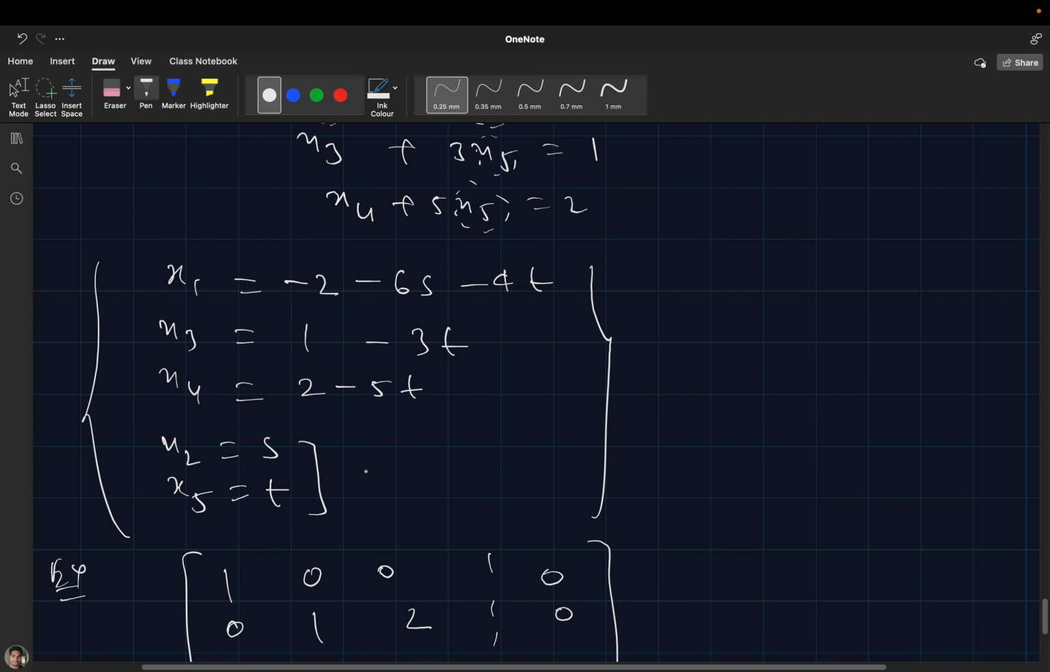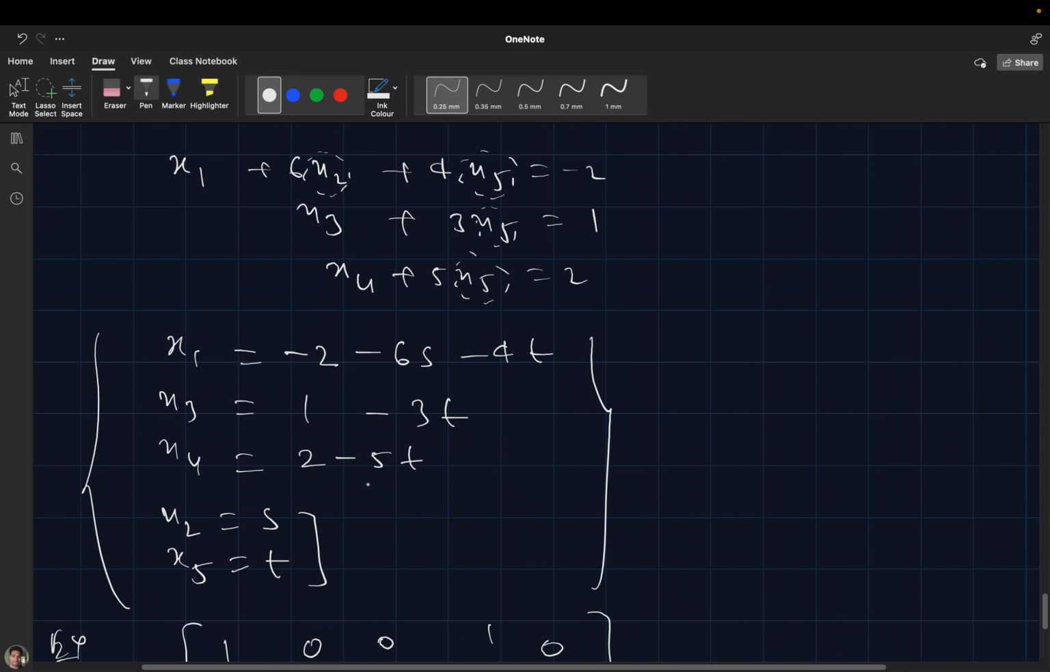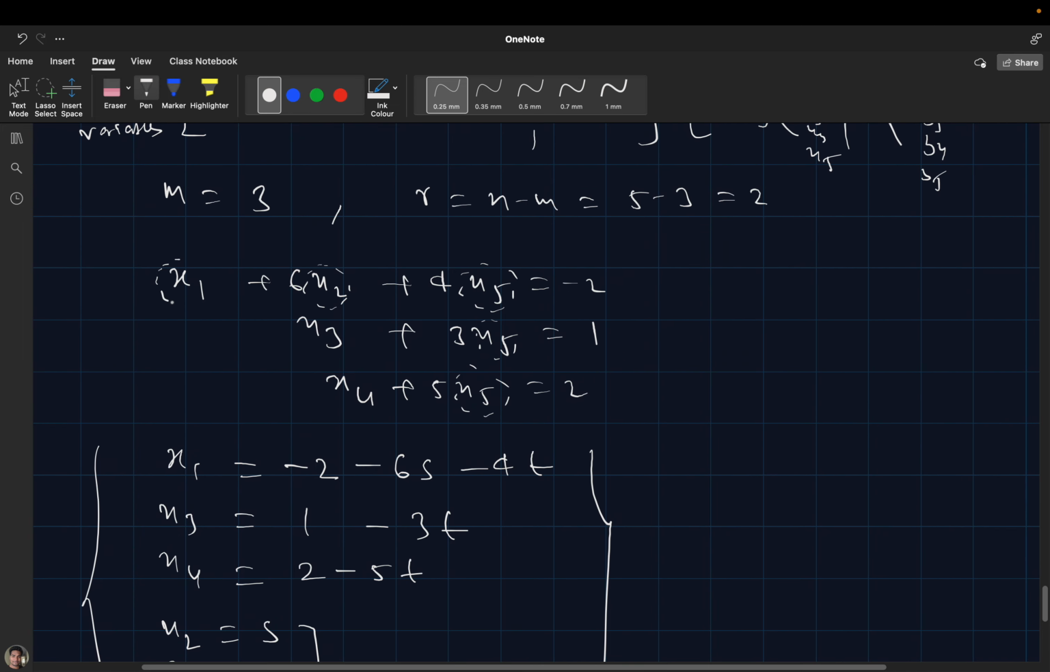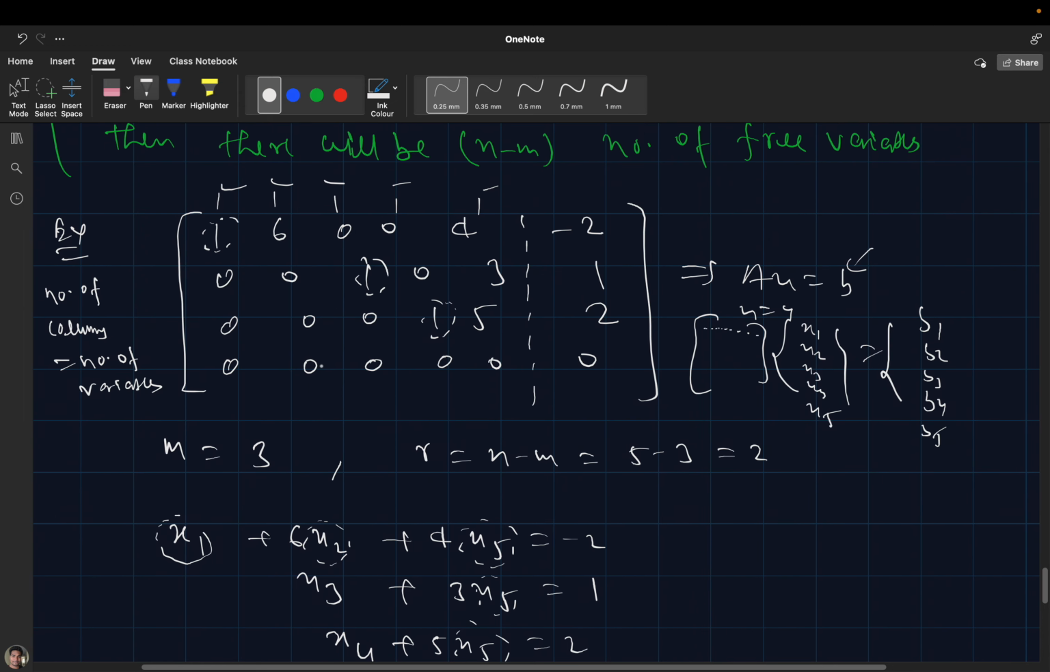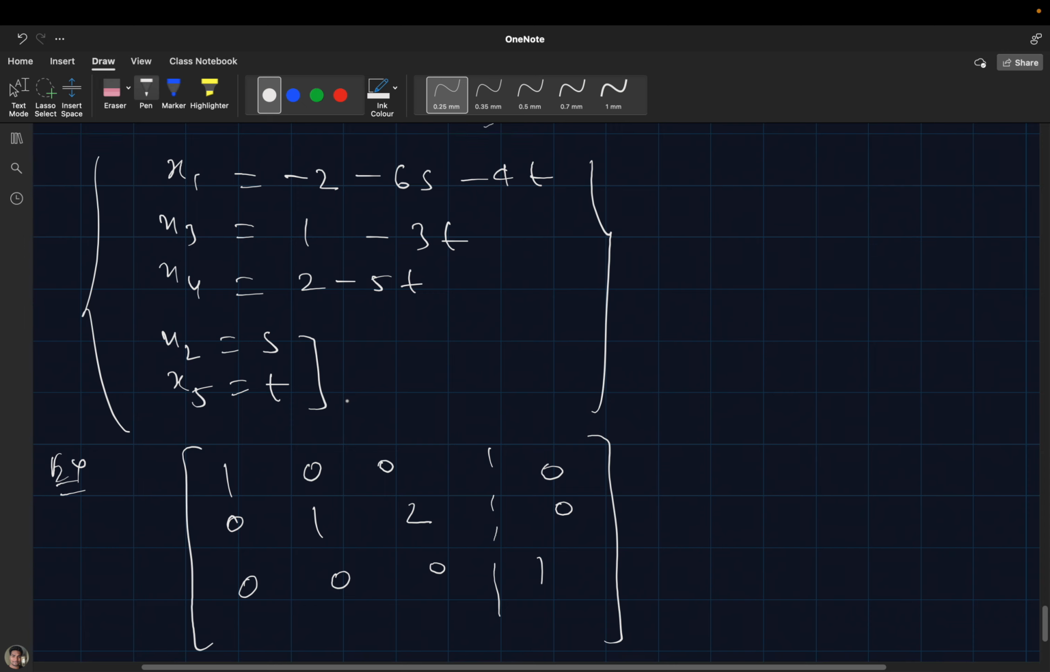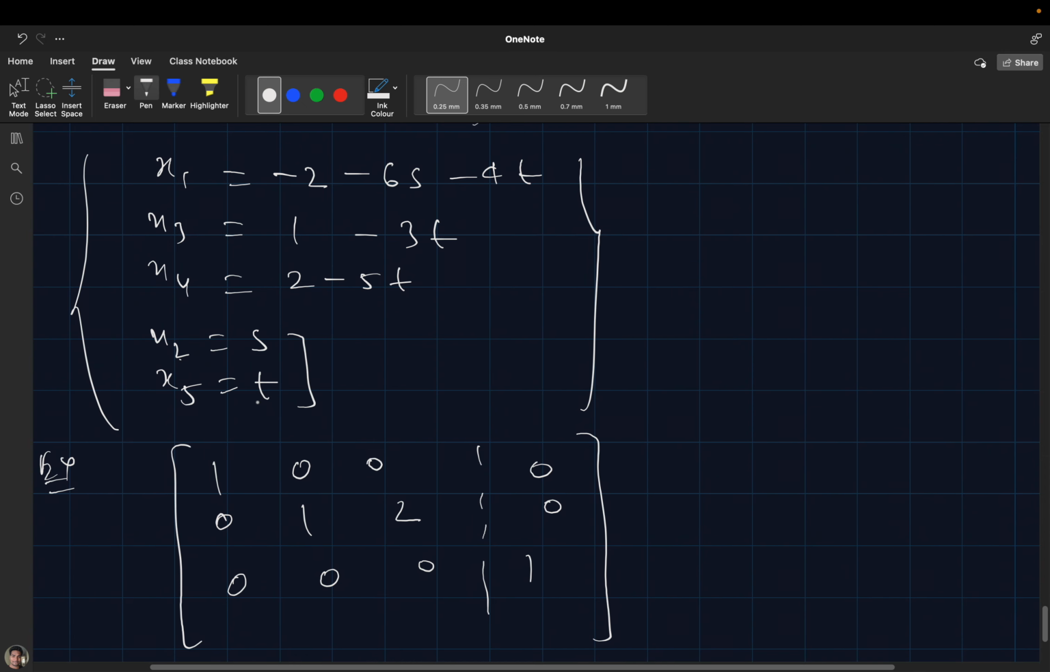You can put any value here. Okay, sir. The leading variables are only at the x1, x3 and x4 positions. So the other variables are free variables, which means we can assign any arbitrary real number to them. That's why I took x2 equal to s and x5 equal to t.